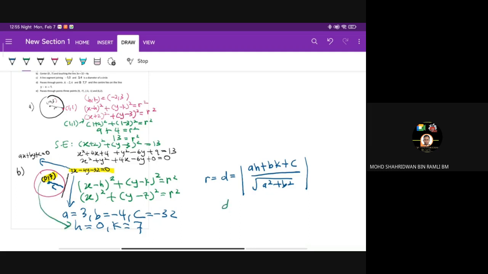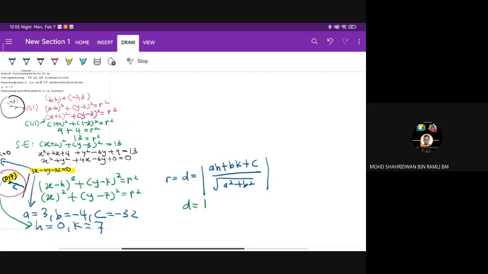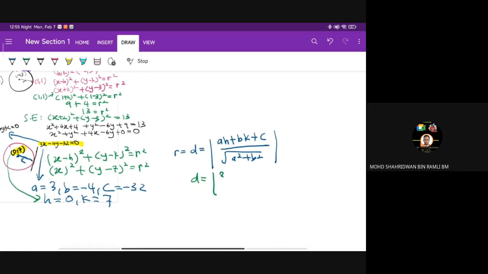And then we will substitute here. So our D will be equal to, let's look, A is 3, and then H is 0, plus B is negative 4, K is 7, C is negative 32, over the square root of A is 3 squared, plus B negative 4 squared. Simple, right? And then you will have D equal to 12. So you know that your radius is 12.